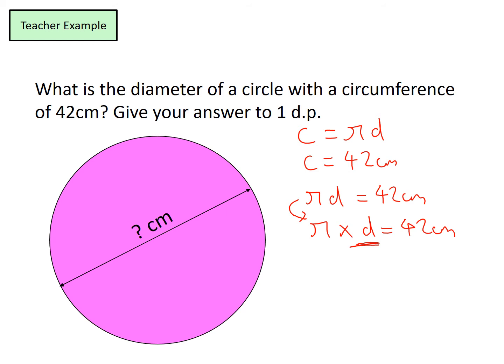So we need to do the opposite of multiplying by pi. That will give me divide by pi, so I can cancel this side out. Now, whatever I do on one side, I must do to the other side also. So 42 divided by pi will give me the answer for the diameter. Your answer for the diameter will therefore be 13.4 centimeters to 1 decimal place.